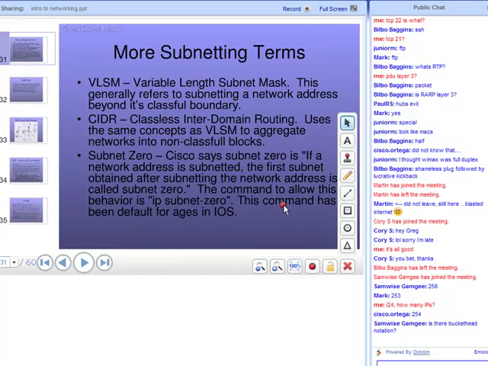What else do we have here? CIDR is usually referenced when you're talking about BGP tables. It's really just uses variable length subnet mask to aggregate blocks of networks together. There you go, into non-classful blocks. Subnet 0 is a Cisco term that basically, it used to not let you use the 0 portion of a subnet. So if it was 192.168.0.0, that was technically, back in the day, invalid. And you could use IP subnet 0 to make it valid.